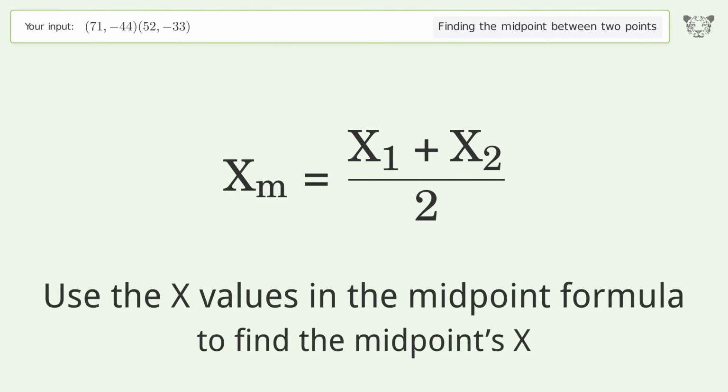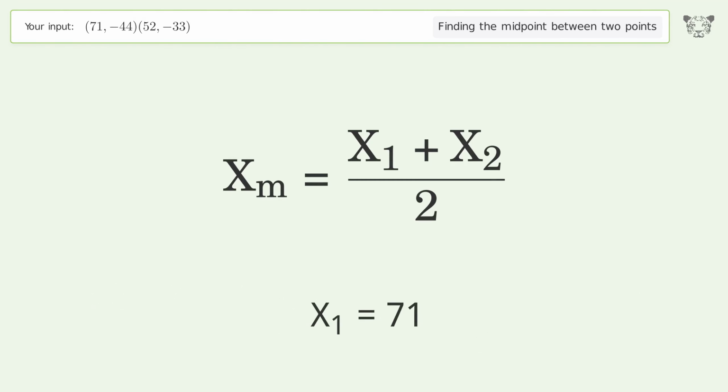Use the x values in the midpoint formula to find the midpoint's x. x1 equals 71. x2 equals 52. Simplify the arithmetic.